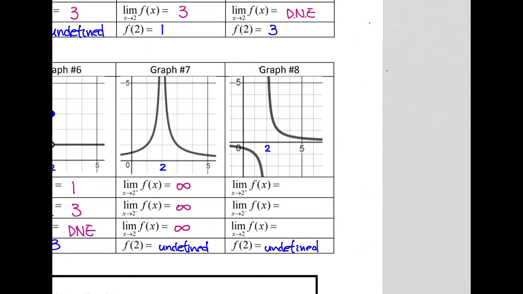Let's look at graph number 8. When x approaching to 2 from the right, you are getting closer and closer to positive infinity as well. When x approaching to 2 from the left, and your y value getting lower and lower, so we say this is negative infinity. Since left-hand side limit and right-hand side limit, they are not the same, so does not exist.